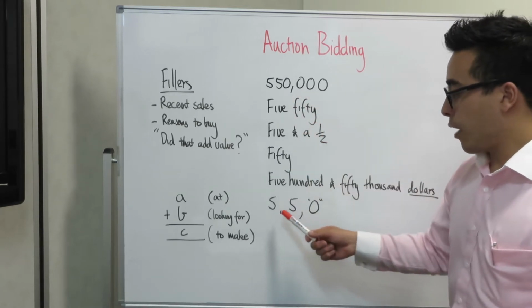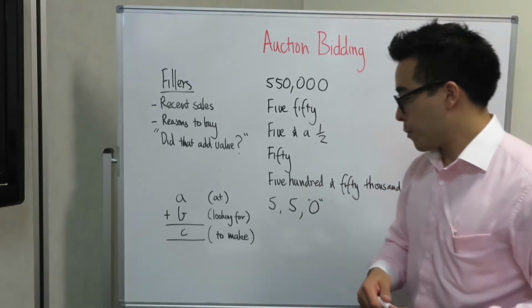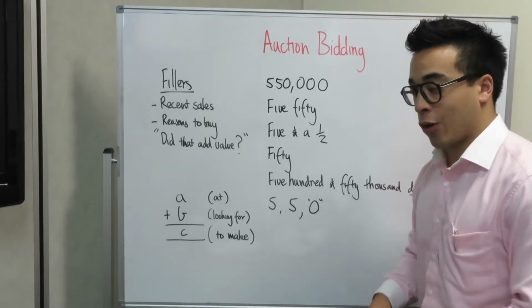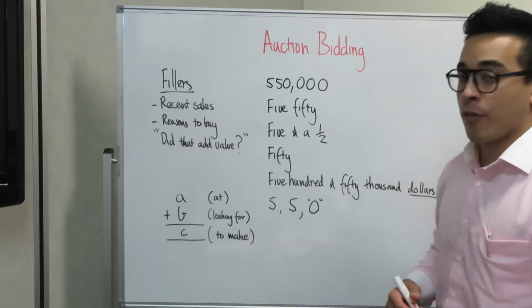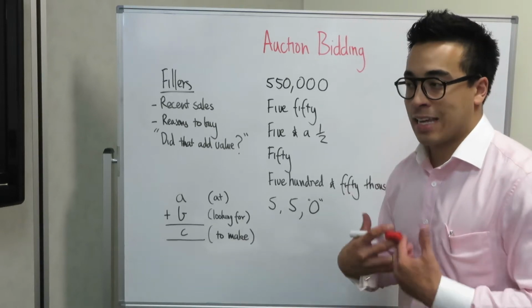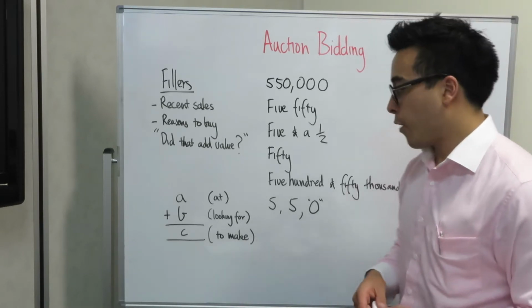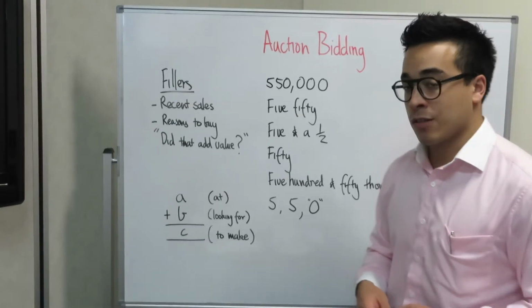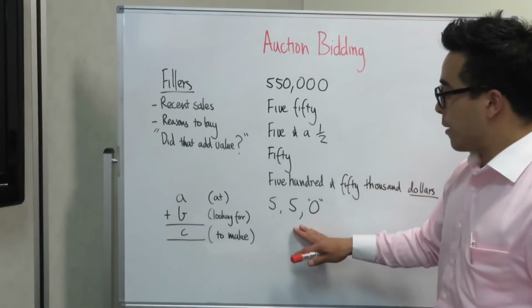550,000 can also be said as 5-5-O. Mark always says to me, Michael, never say zero because it doesn't flow, say O. So 5-5-O sounds smoother than 5-5-0. At 5-5-O, at $550,000, at 5-5-O the bid. So that's that.